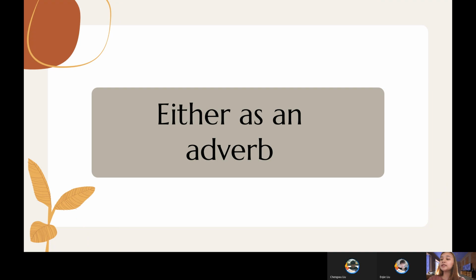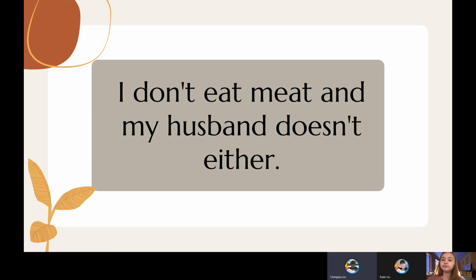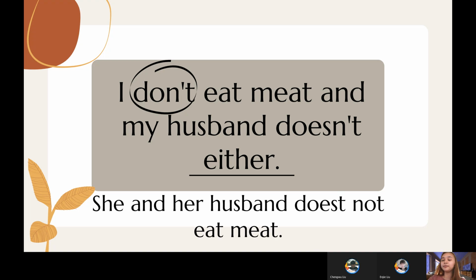Okay. So can you please read the sentence? I don't eat meat, and my husband doesn't either. Okay, so in this case, we use either in a negative sentence. Don't here makes the sentence negative. Okay, so we use either instead of also and too. So in this sentence, the context is like she does not eat meat and her husband too. Okay, let us have another example.